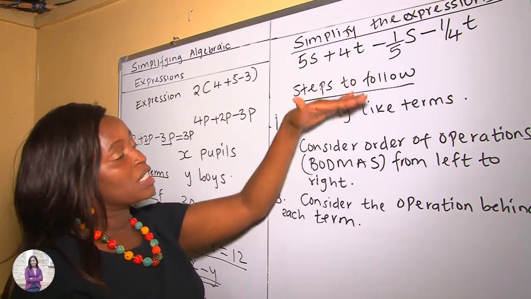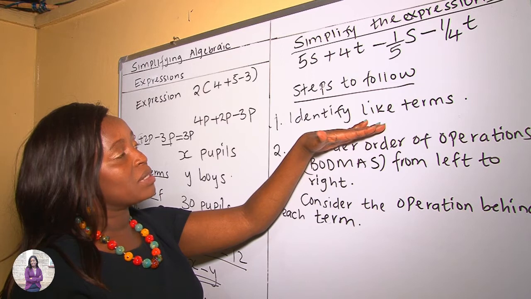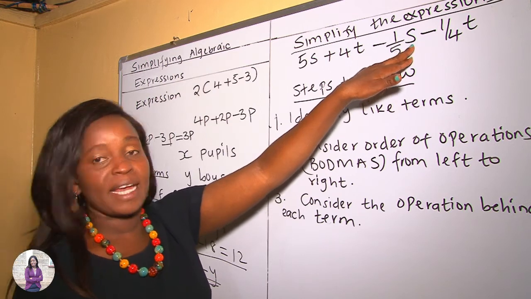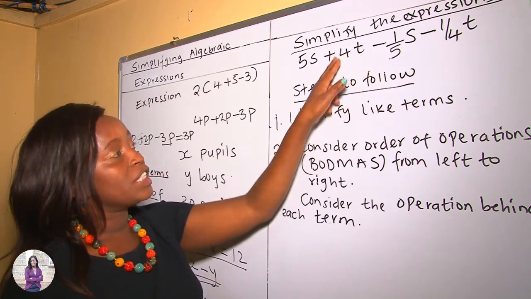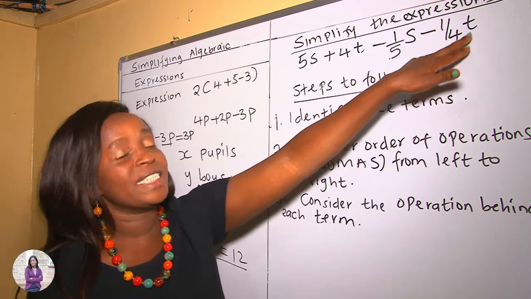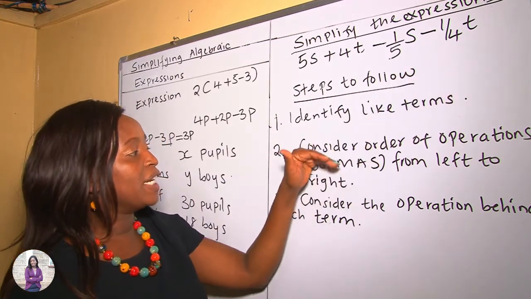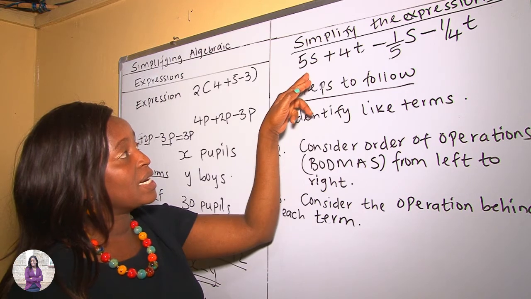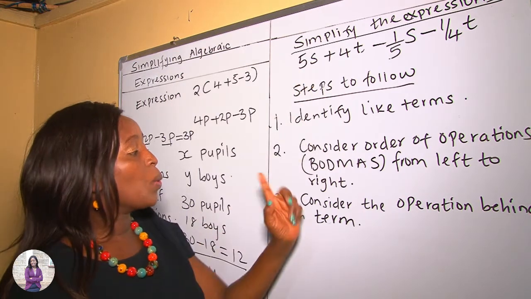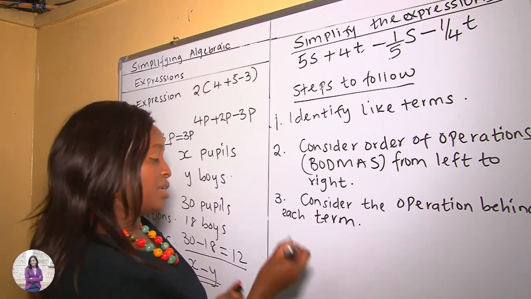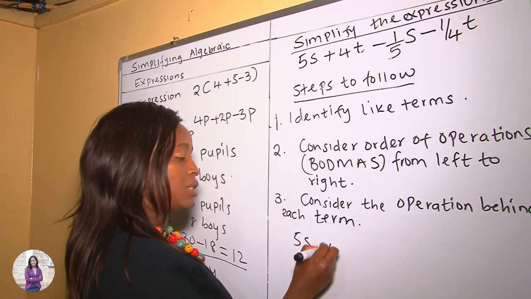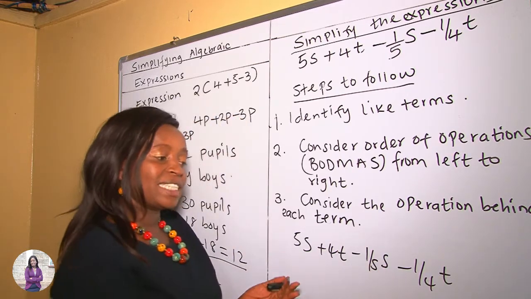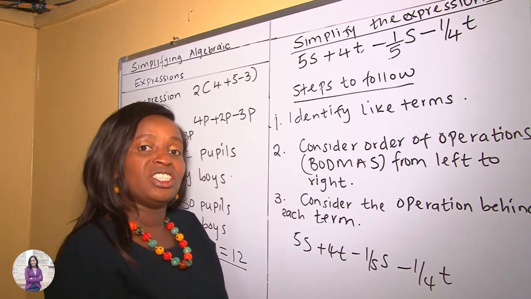In this example, using step 1, we identify like terms. Like terms are: there is 5s, and another term similar to 5s is a fifth s. Also, there is 4t, and the like term to 4t is a quarter t. Now we move on to step 2, where we consider the order of operation. As you can see, because the terms are different, we now go to step 3. That is 5s plus 4t minus a fifth s minus a quarter t.